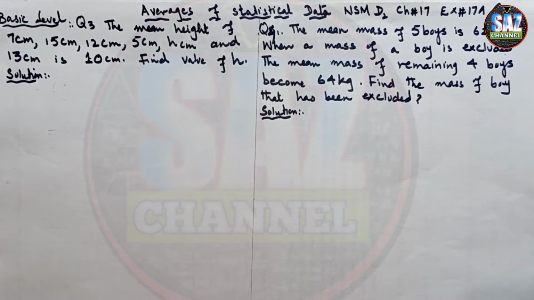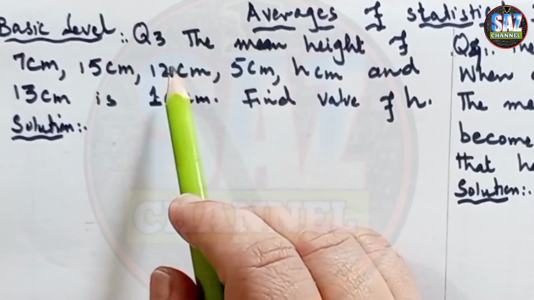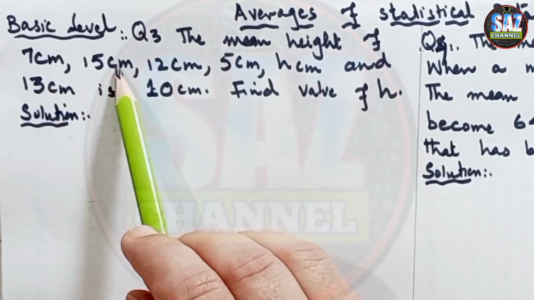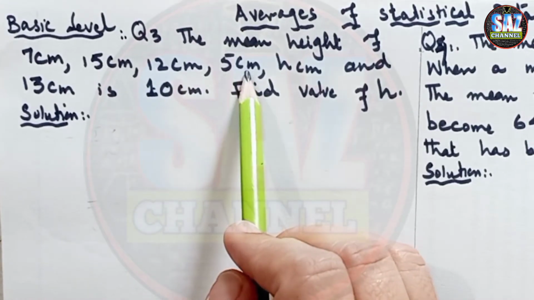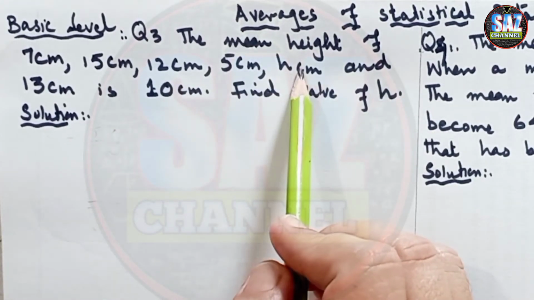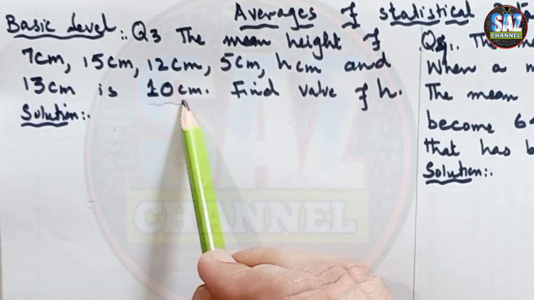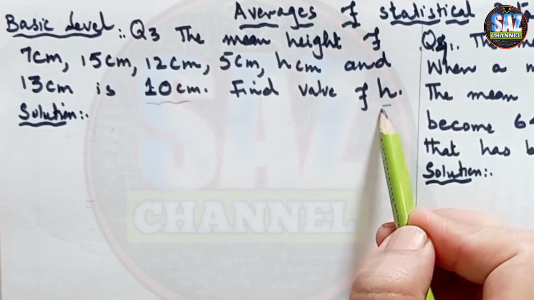Students, in today's class, the task is to understand question number 3 and 4. It's really important to understand the question, to read the question carefully and underline important terms of the question. Question 3 says, the mean of 7 centimeter, 15 centimeter, 12 centimeter, 5 centimeter, h centimeter and 13 centimeter is 10 centimeter. Find the value of h.